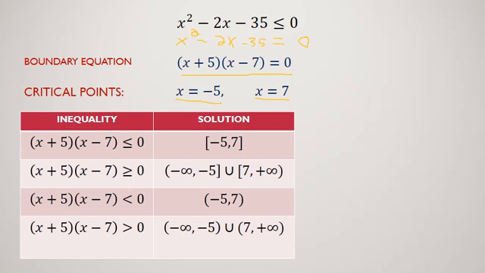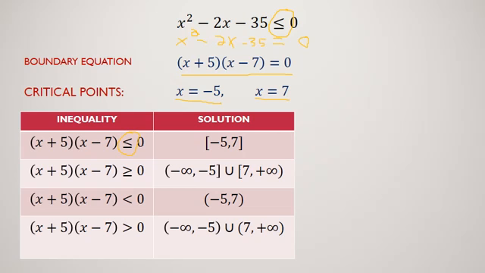So, pag after mo ma-solve yung critical points, yung negative 5 at 7, bumalik ka ulit sa ano yung inequality symbol. Dito is less than or equal to. Then, look at this table. Ito yung table. Ibig sabihin, ang inequality can be written as this form, di ba? x plus 5 times x minus 7 less than or equal to 0.